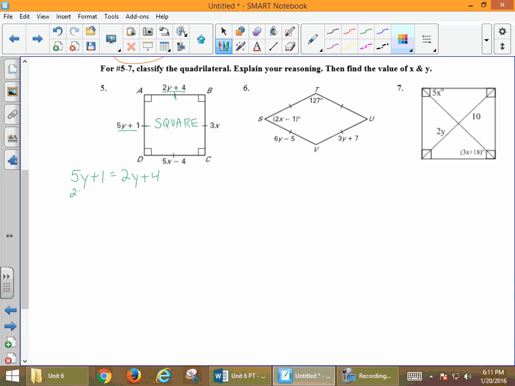Subtract 2y. And I'll also subtract 1. I'll double these steps here. 5y minus 2y is 3y. And on the right side, I would have 3. Divide by 3, and I get y to equal 1.